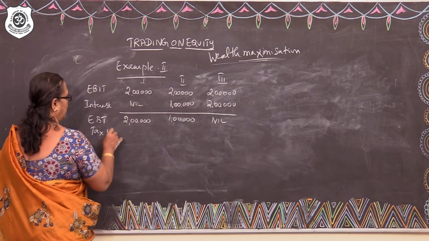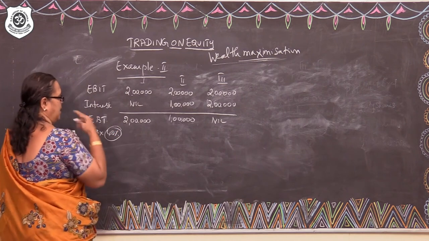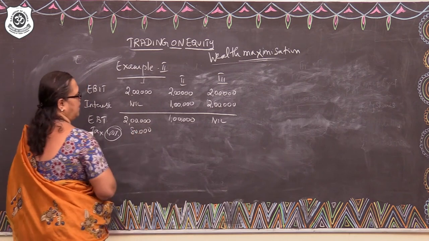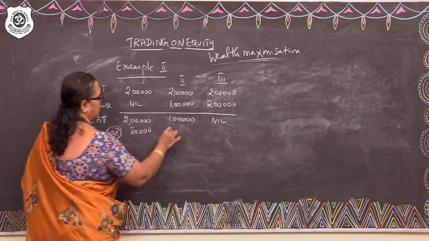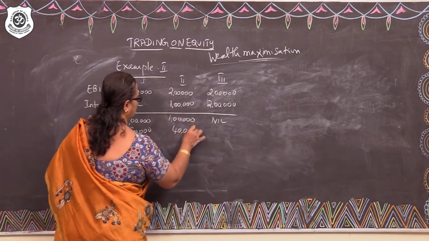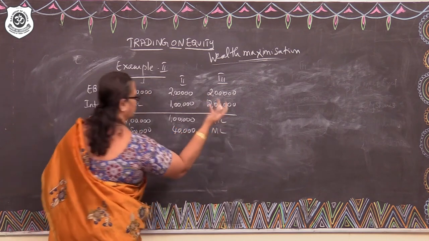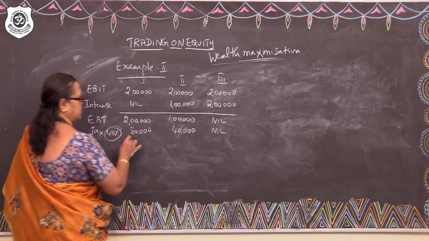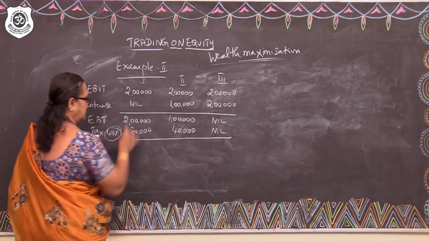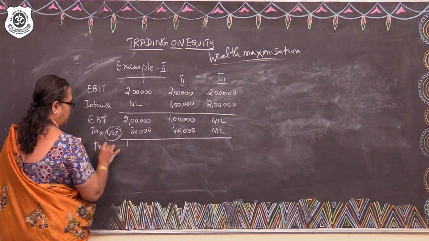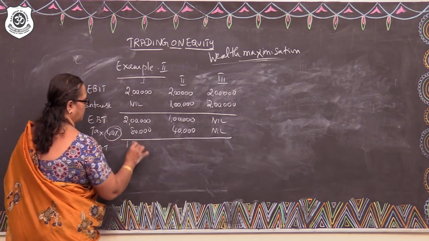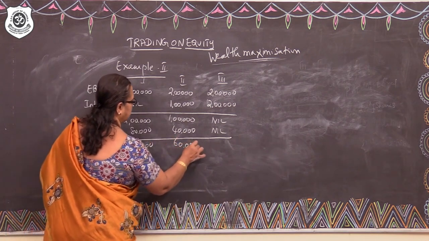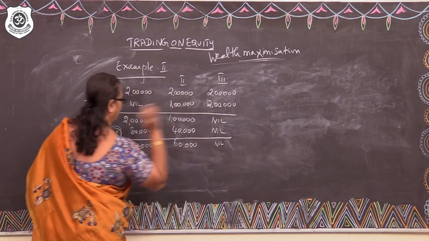Fine. Now in this case what happens again? Tax rate. We had an example of tax of 40%. So here we are going to pay 80,000 rupees as tax. We are going to pay 40,000 rupees as tax, and no tax here. Why? There is no income at all. Only if there is an income will we pay tax. There is no tax at all. Now in this case, profit after tax is 1,20,000. It is 60,000 and no profit available.